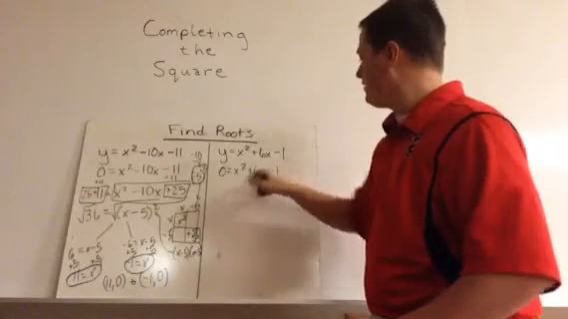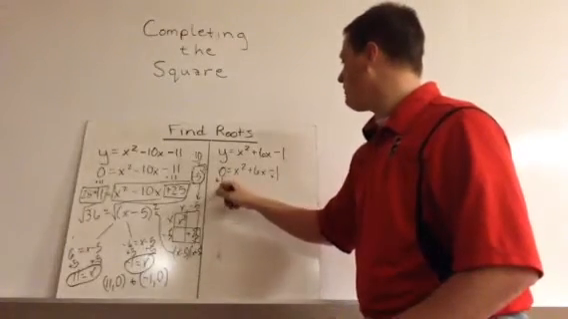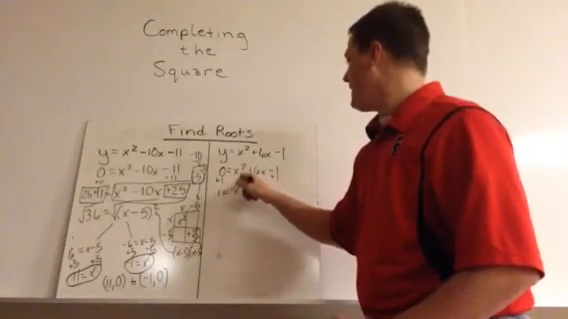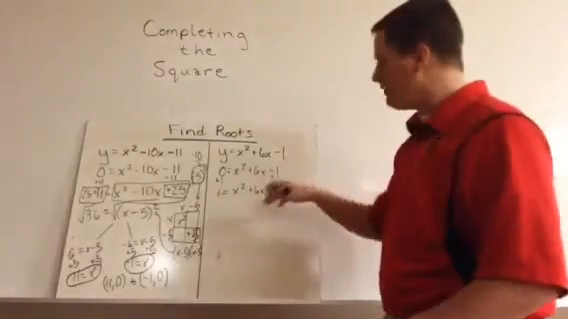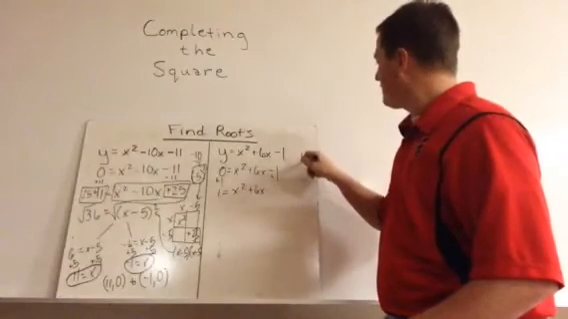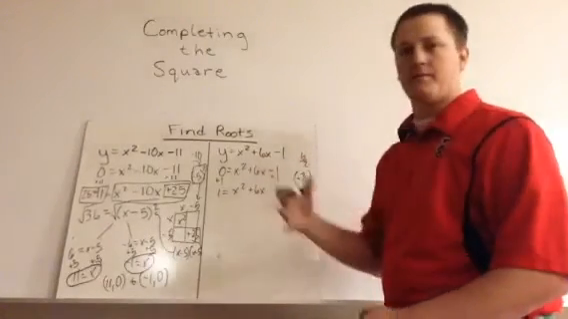We need to move the positive 1 because that's not going to help us in this situation. So we've got 1 equals x squared plus 6x. All we do is take our 6, cut it in half to get 3. This one's a positive 3. That's going to be important.